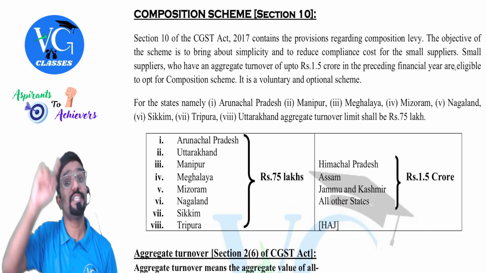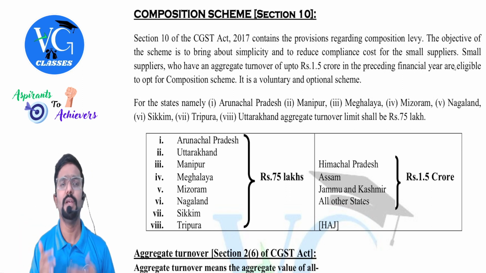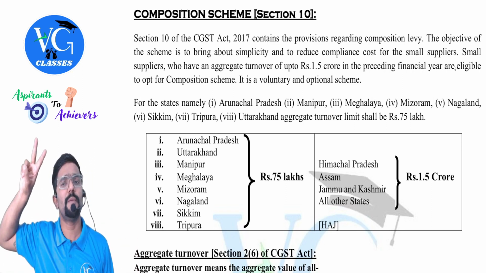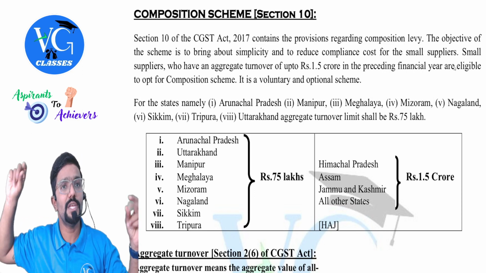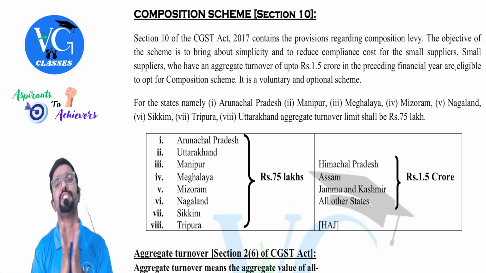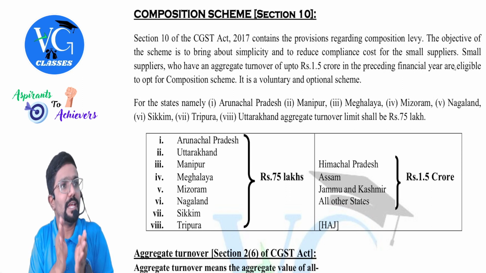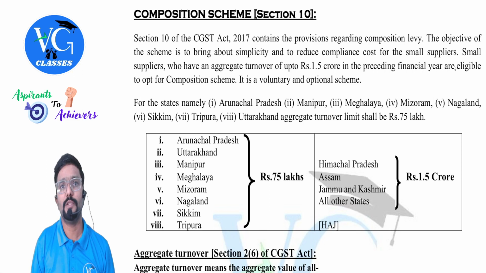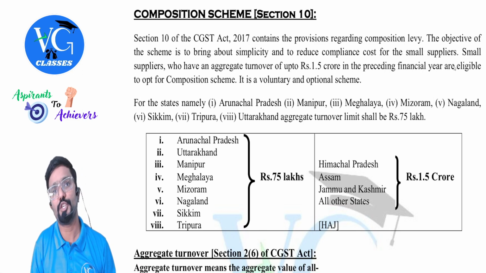But can I have an operation in more than one state? Yes. For example, I can have my business in Karnataka and Tamil Nadu, two states. How many registrations? Two registrations. But in both the states, I have to sell only within the state. Sir, can I sell from my Karnataka branch to Andhra Pradesh, Telangana? No, not possible. You become ineligible for composition scheme.